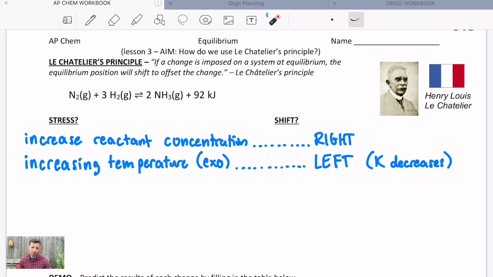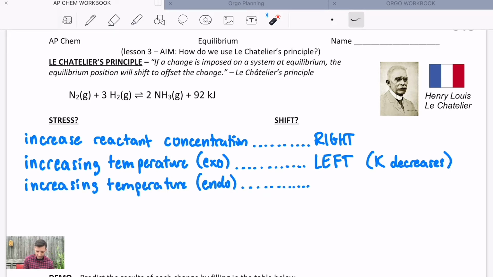That means the opposite is true for an endothermic reaction. If this was an endothermic reaction and we had heat as a reactant, if I heated it up, that would be analogous to adding heat, and it would offset that by going to the right. And as a result, K will increase in numerical value.